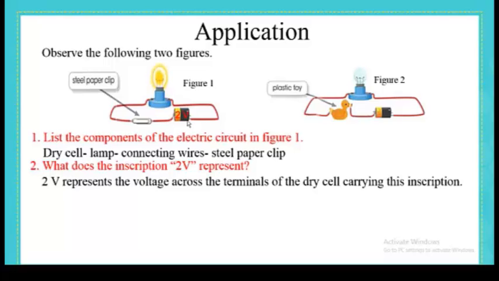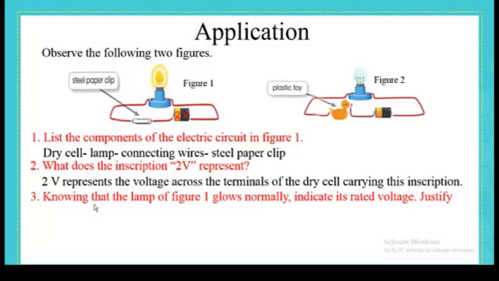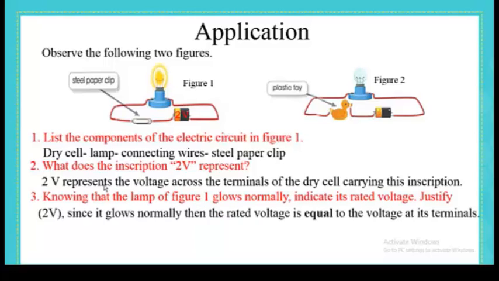Moving to the third question, knowing that the lamp of figure 1 glows normally, indicate its rated voltage and justify. Once I say that the lamp is glowing normally, this means that the needed conditions of this lamp are met. Once I say that it glows normally, this means that the voltage, which is of 2 volts, is enough to satisfy the needed conditions for this lamp. And this means that the rated voltage of this lamp is simply 2 volts.